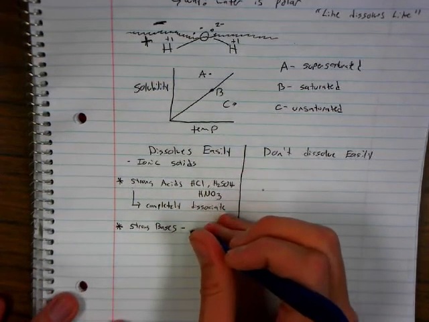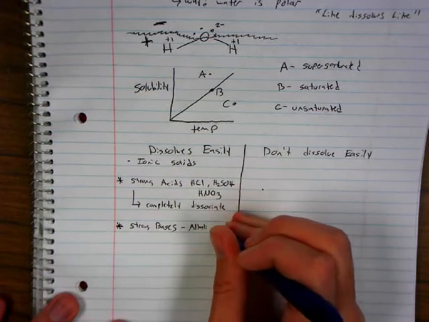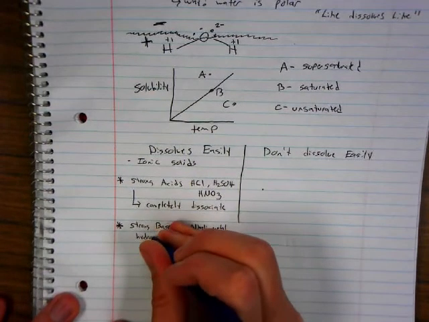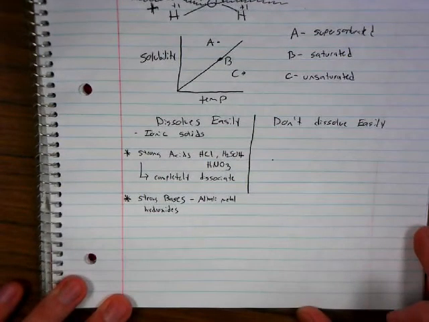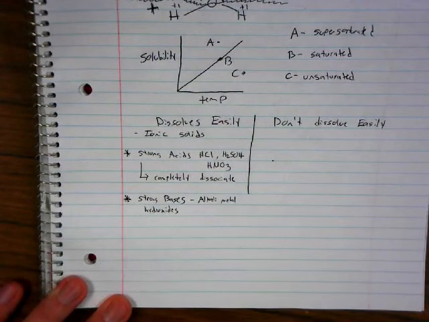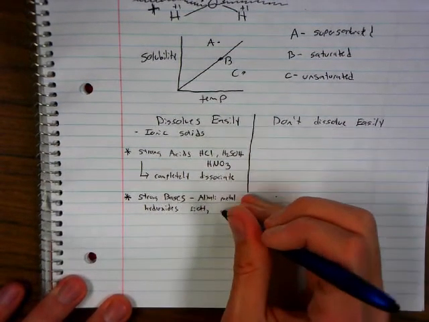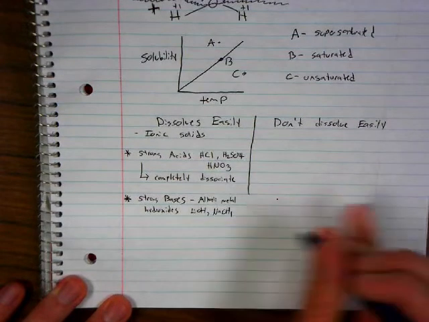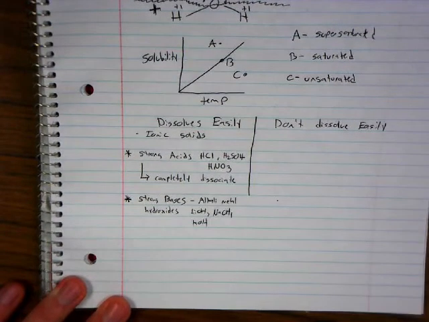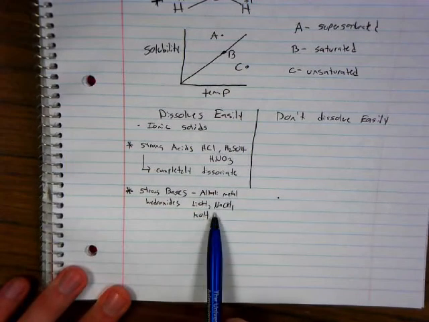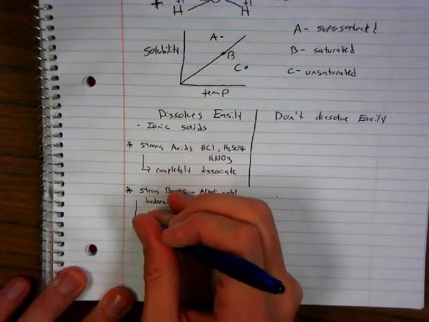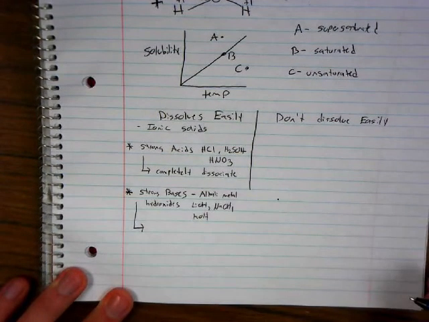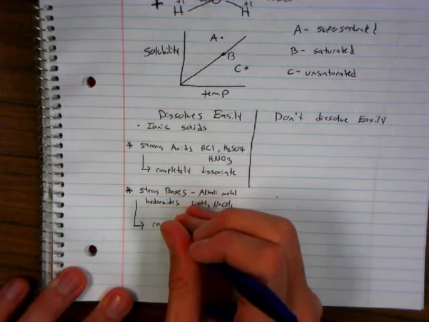Strong bases. Our strong bases are usually our alkali metal hydroxides. So what would be an example of an alkali metal hydroxide? Lithium hydroxide, sodium hydroxide, potassium hydroxide. Those are the best examples. So lithium hydroxide, LiOH, sodium hydroxide, NaOH, potassium hydroxide, KOH. Because guess what these will do when they hit the water?